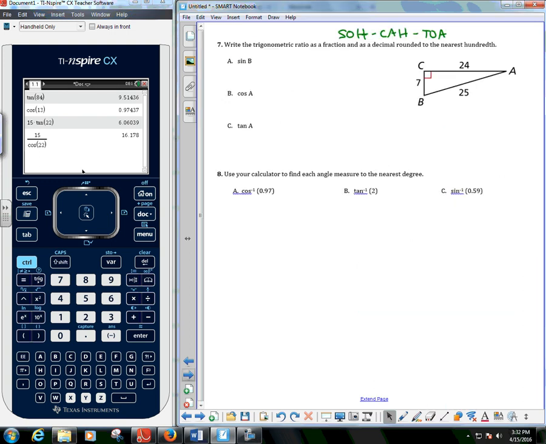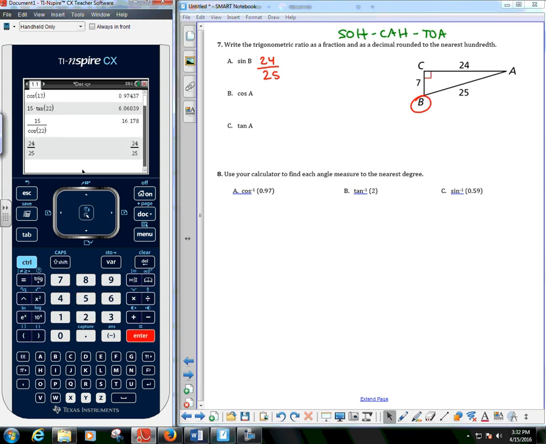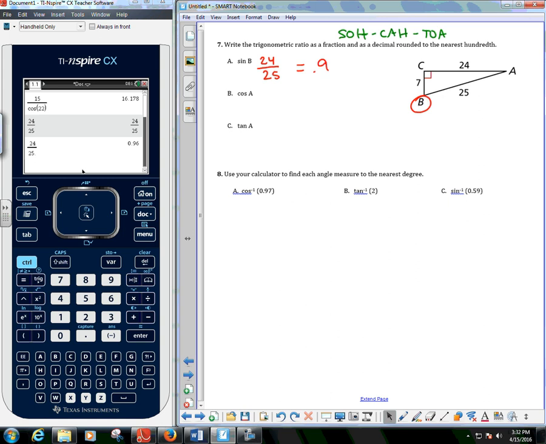Number 7, we need to find sine of B. B is over here. Sine, SOHCAHTOA, so opposite over hypotenuse. So that is 24 divided by 25. That is an exact number. I'm going to go to my calculator. I'm going to divide 24 by 25. And I'm going to remember to hit the decimal button and hit enter. And that tells me that the answer is exactly 0.96, and it wants it as a fraction and as a decimal. So there's one answer, and there is the other. Both of those are equal.